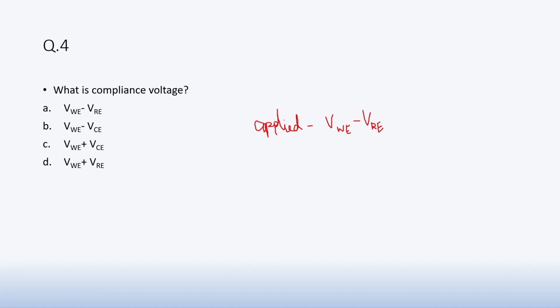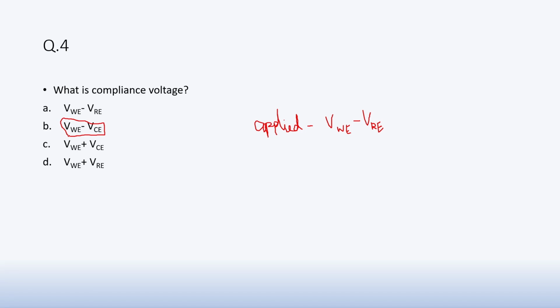So how does the equipment maintain that current? A potential is applied by the equipment onto the counter electrode to maintain that particular current. Compliance voltage is the difference between the working electrode and the counter electrode.